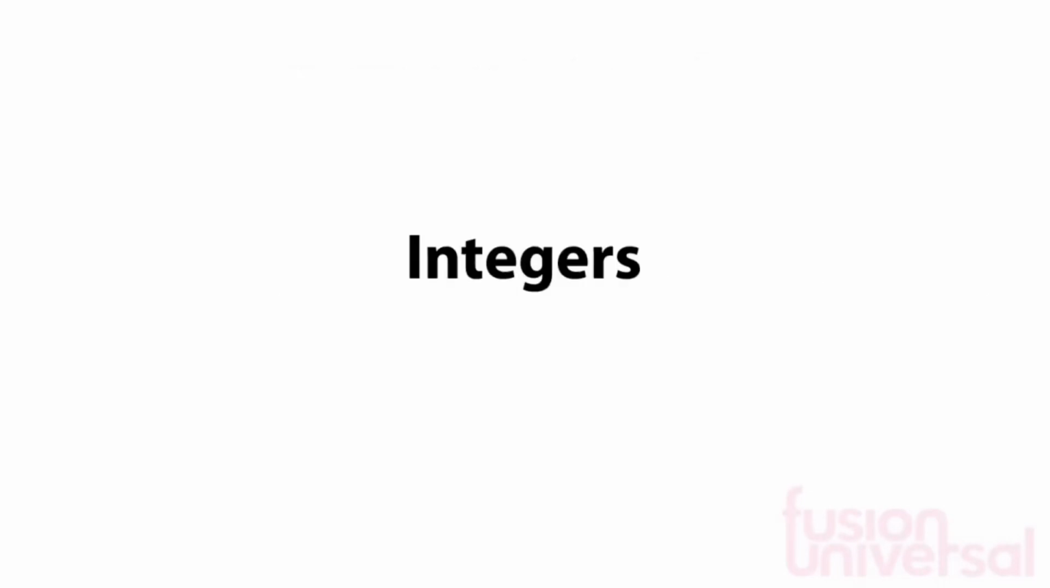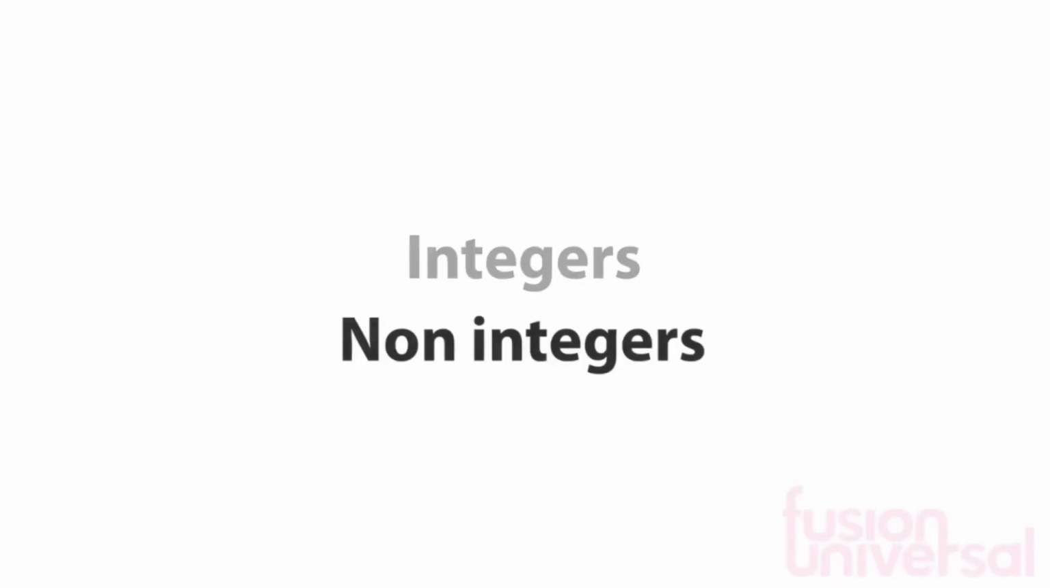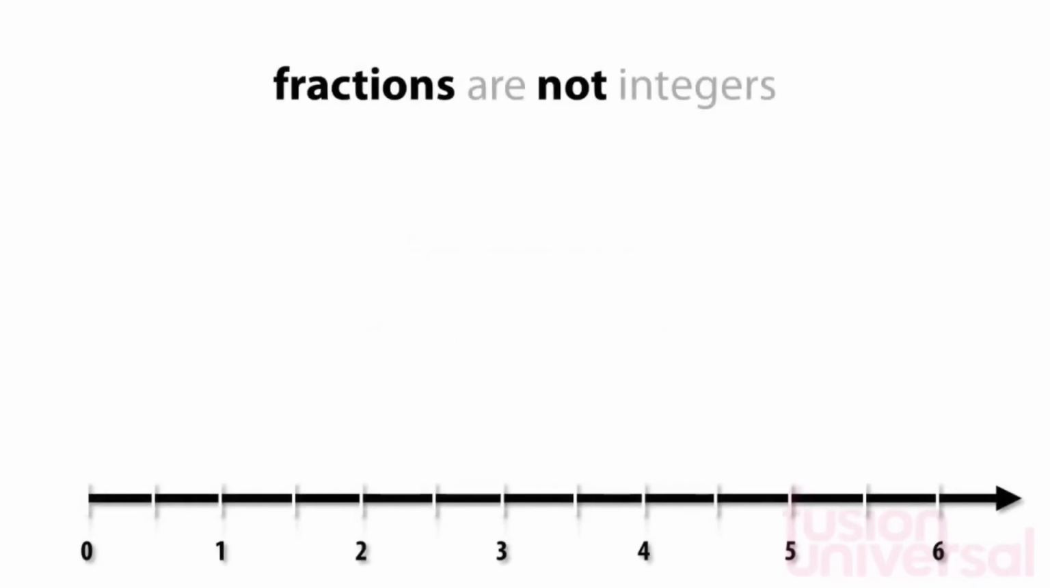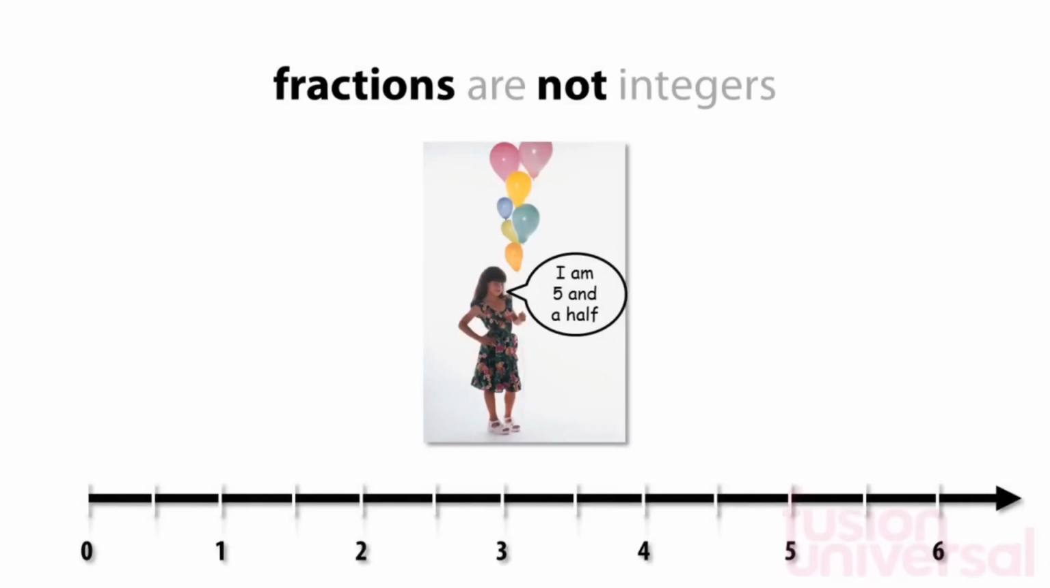We have just looked at what an integer is. So now let's look at numbers that are not integers. Fractions are not integers. Your age is a good example of this. When you are young, you might prefer to say you are 5.5 years old, rather than just 5 years old. This is because you are between your 5th and 6th birthday.